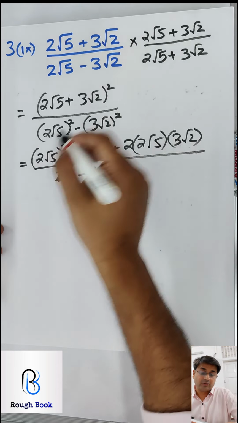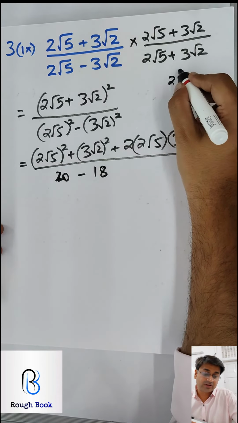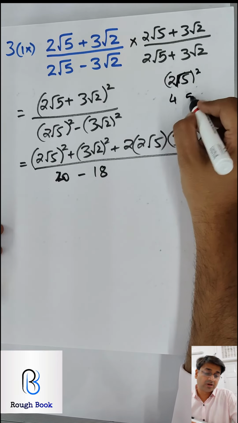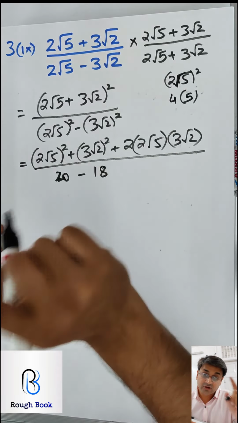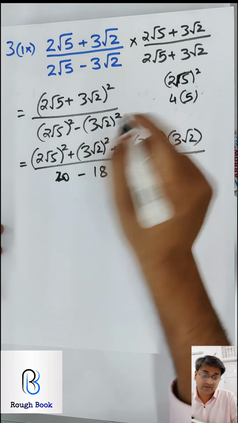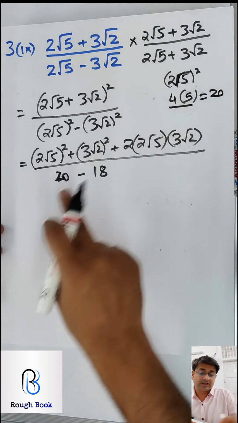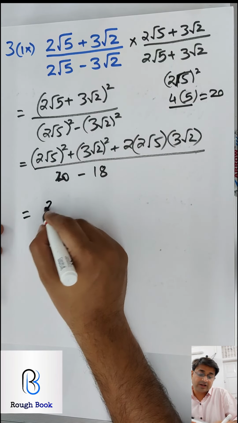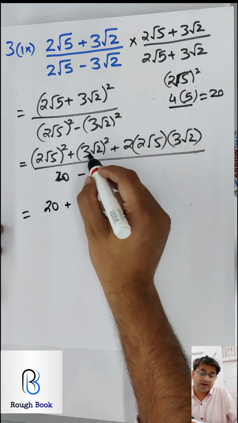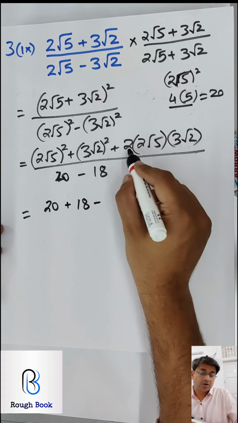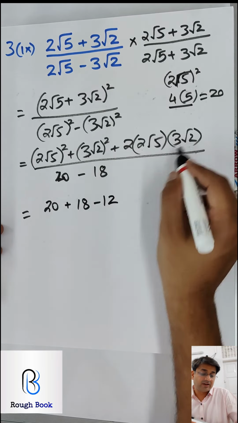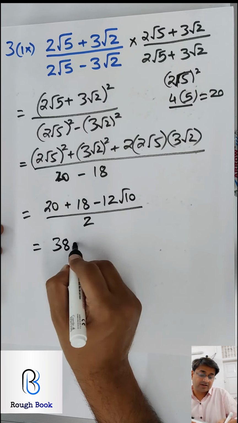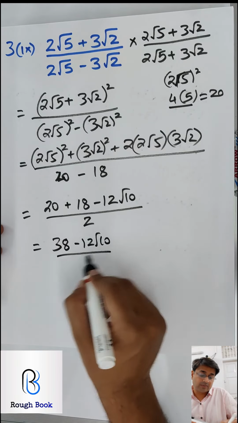Once again, see 2 root 5, how do we square it? So 2 square is 4, root 5 squared is only 5, because root 5 into root 5 is root 25, which is 5, and then 4 5s are 20. That's how we got this, okay? Likewise here, 4 into 5, 20, 3 square 9 into 2, 18, 2 2s are 4, 3s are 12, and 5 2s are 10 upon 2. So what we'll get is 38 minus 12 root 10 upon 2.